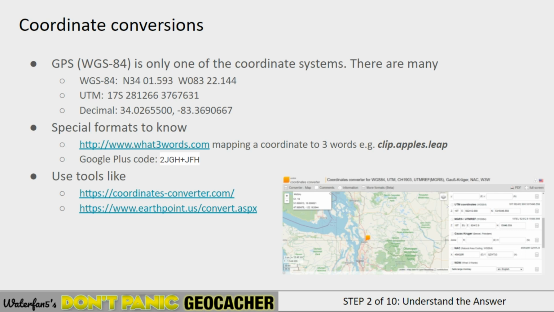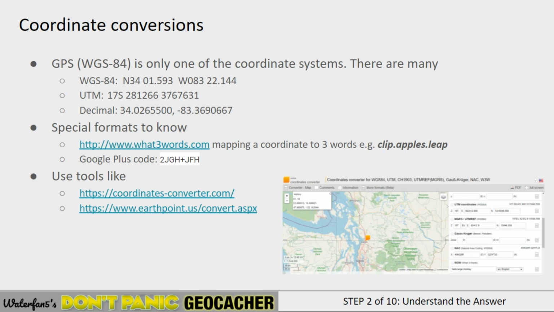There are many different coordinate systems out there. And of course, the standard one for geocaching is the so-called WGS84 standard, the standard GPS coordinate system. Here you see two other examples as well: UTM, often listed on the geocaching website, or the decimal system. These are three popular ones that can be used by puzzles as well. But these are not the only ones out there.